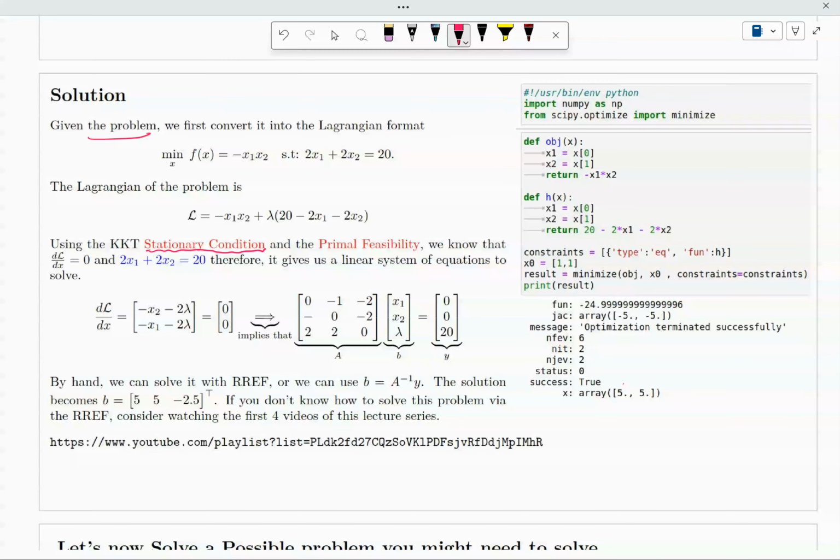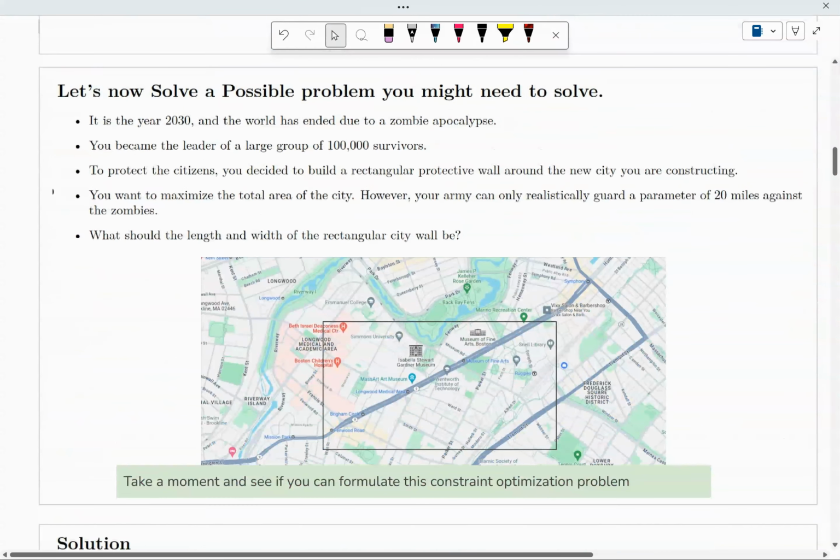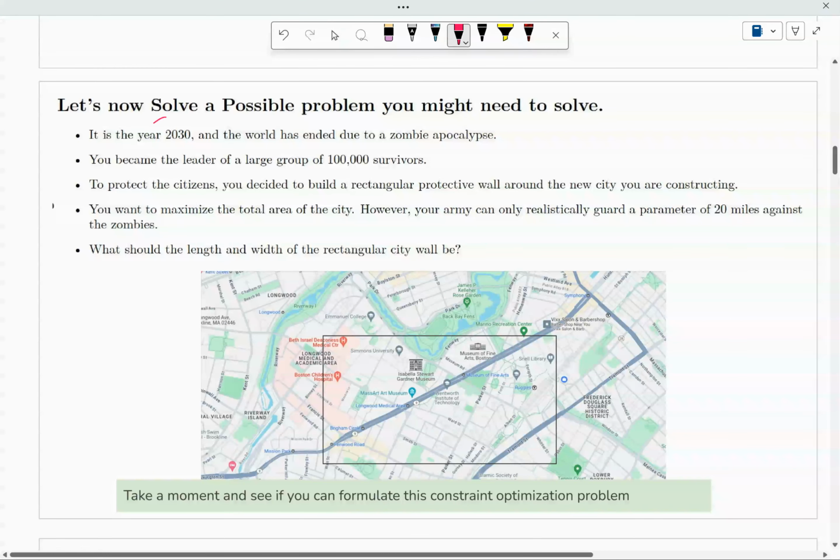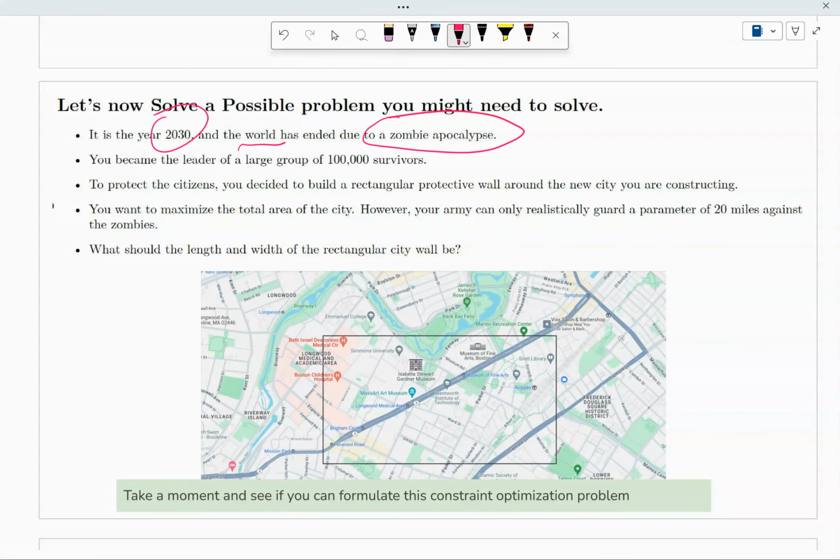Now that we have had some refresher from last class, let's now solve a war problem. So let's say it's year 2030 and the world has ended due to some kind of zombie apocalypse. So somehow you became the leader of a very large group of 100,000 survivors. Now, you are the leader and you want to protect the citizens because there are zombies around. You want to build some kind of protective wall.